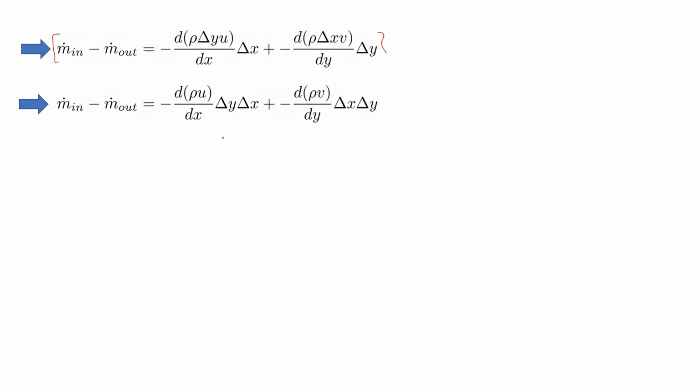So you can take out delta y and delta x, because delta y does not depend upon x. It is a constant. Similarly, here you can take delta x out.